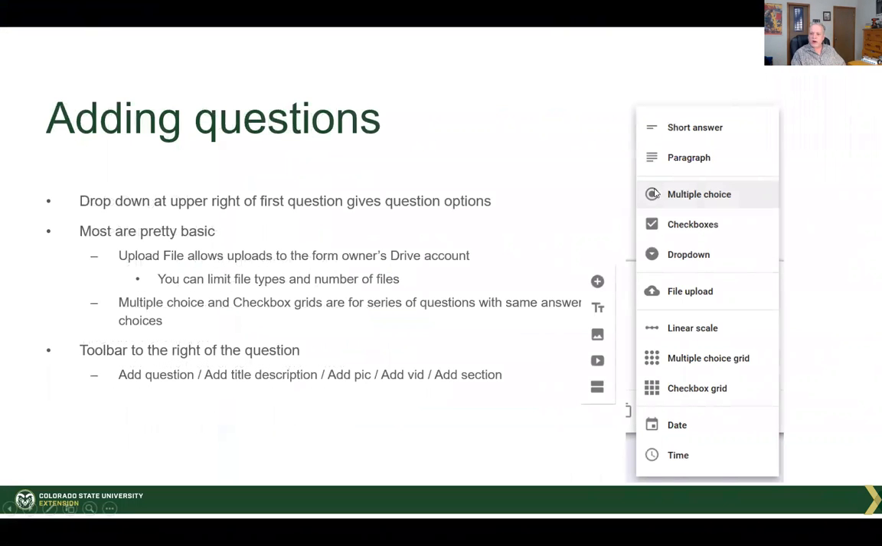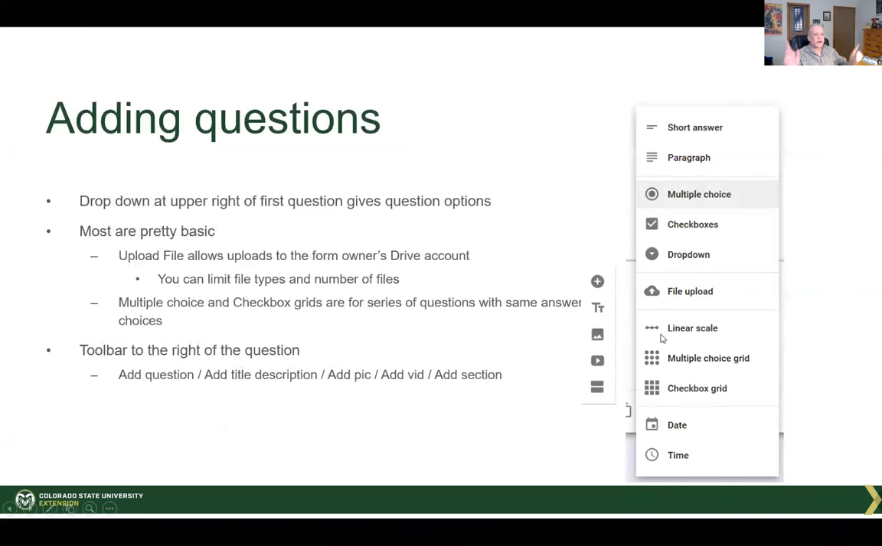So we saw this drop down a little bit at the beginning. These are all the question choices, as well as a couple of other things. Short answers, paragraph length answers, multiple choice, check boxes, which you can use more than one answer, drop downs, which are a single choice, but they drop down in a list rather than it being a multiple choice question. You can have them use file uploads here. The file uploads will go to your own Drive account or the owner of the form's Drive account. You can limit the type of file types that are sent to that Drive account. You can also limit the number of files that they upload to that account.